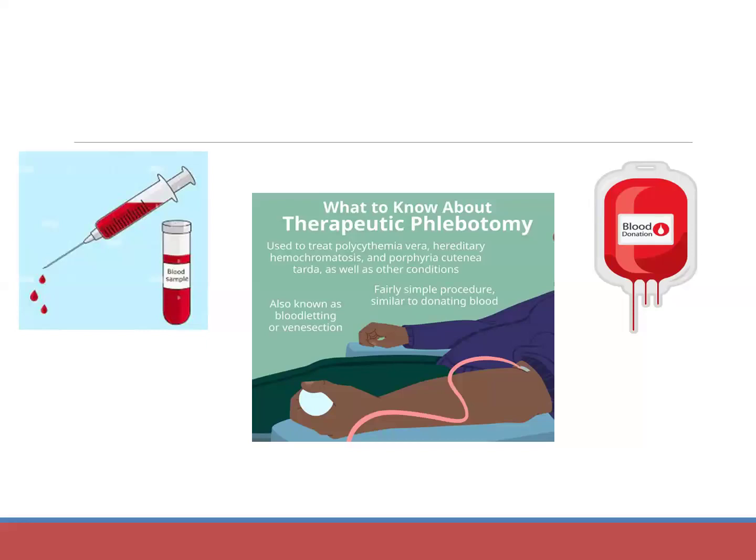For polycythemia, therapeutic phlebotomy is done, which is just like blood donation, and this removes the excess red blood cells present in the circulation.